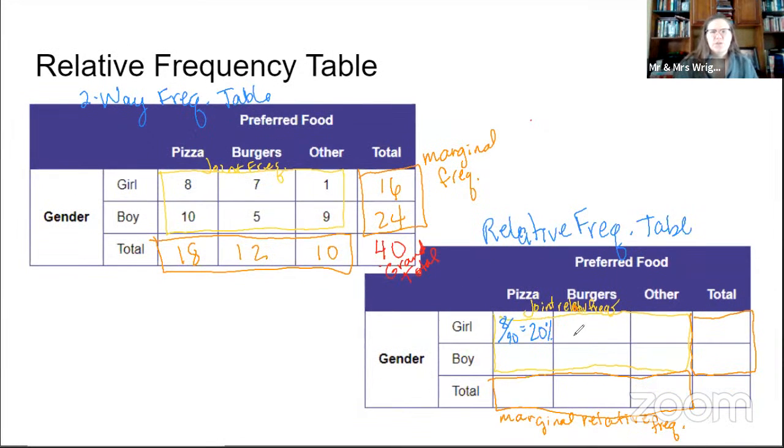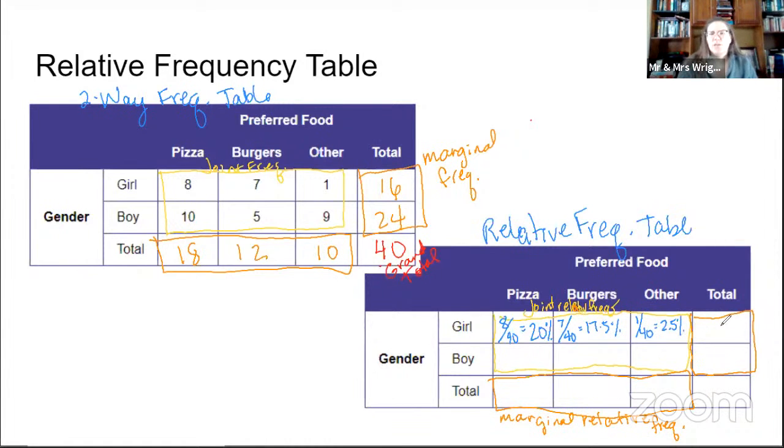Then for the burgers, 7 is our number that we have here. Girls who like burgers is 7. And what are you going to divide it by? Your grand total, 7 divided by 40. That's 0.175. So it's going to be 17.5%. And then other is 1. And we're going to divide that by 40 and we get 0.025. So 1 divided by 40 is going to be 2.5%.